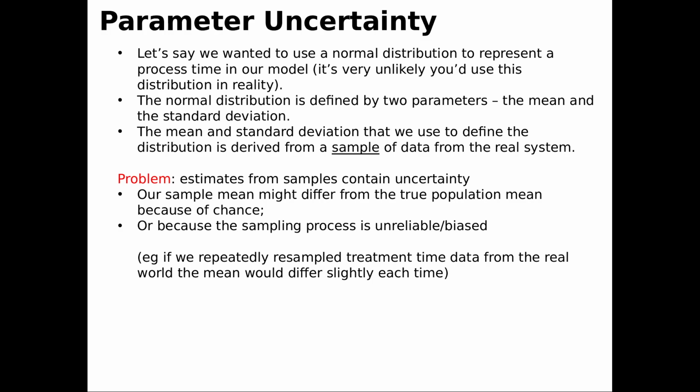So what do we mean by that? Well, let's imagine for a moment that we wanted to use a normal distribution to represent a process time in our model, whether that's, for example, seeing the triage nurse or time being registered at the reception desk, whatever it might be. Now, it's worth saying it's very unlikely that you'd use this distribution in reality for a process like that, but for the purposes of this demonstration, it's a good way to demonstrate it. So let's imagine we're using the normal distribution. Now the normal distribution is defined by two parameters, the mean and the standard deviation, and if we have both of those, then we can define a normal distribution.